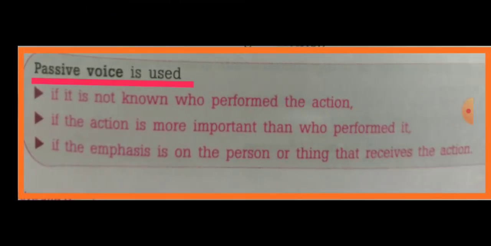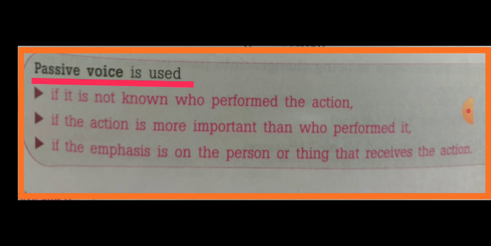But now the question arises, what is the use of changing a sentence into passive voice? So passive voice is used when it is not known who performed the action. Sometimes we do not know who performed the action, we just know about the action being performed. So in such cases passive voice is used. And when it is not important to mention who performed the action, then also we use passive voice.